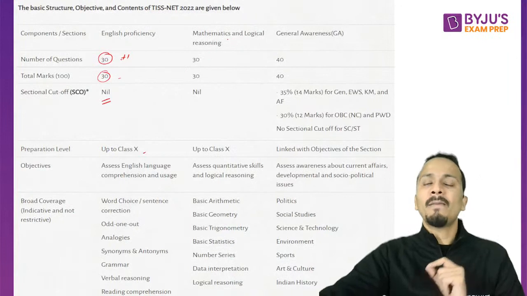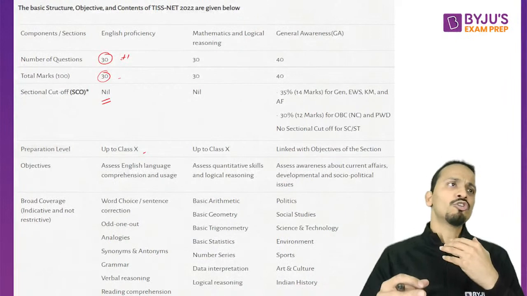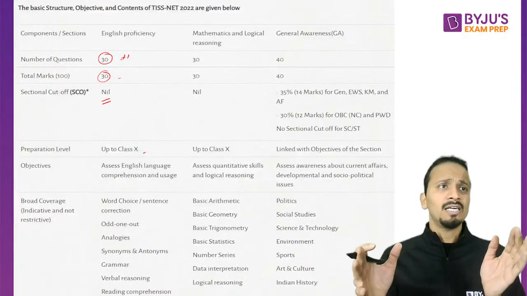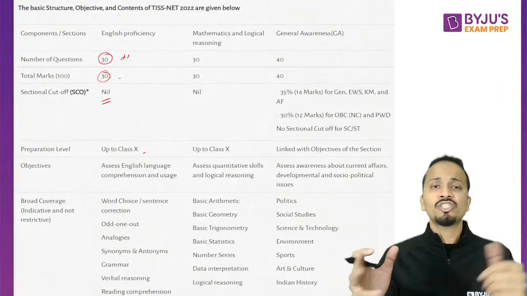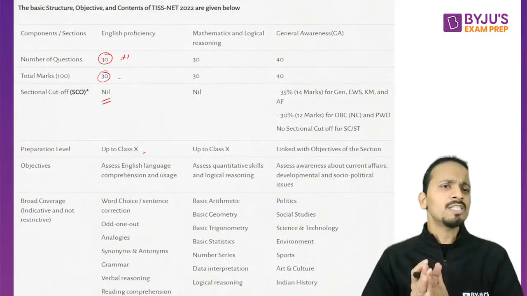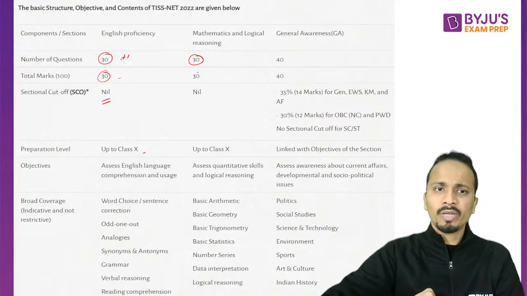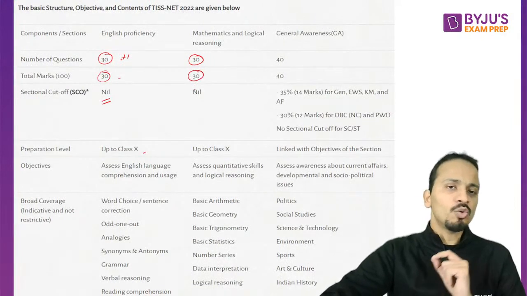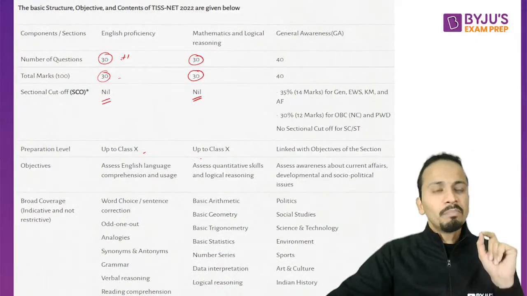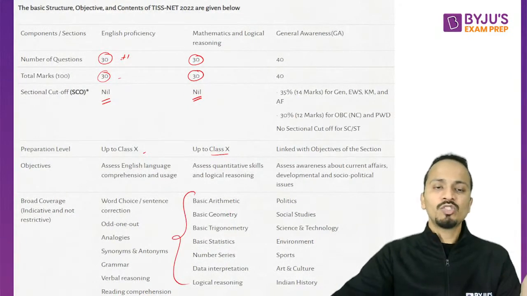The next section is mathematics and logical reasoning. Now, in mathematics, you'll be asked questions from quant as well as data interpretation, and in reasoning, the general questions which are reasoning based, like logical series, direction sense, blood relations. So all these things will be tested. Now, once again, there will be 30 questions. Every question will have 1 mark. Okay, so that means total marks for this particular section will be 30. No sectional cutoff again for this section. All right, preparation level again up till class 10th.